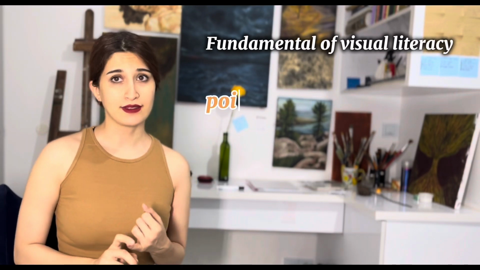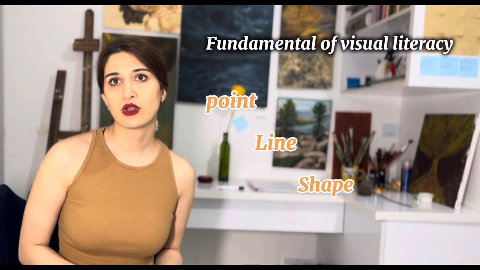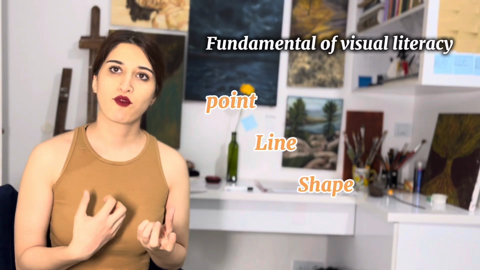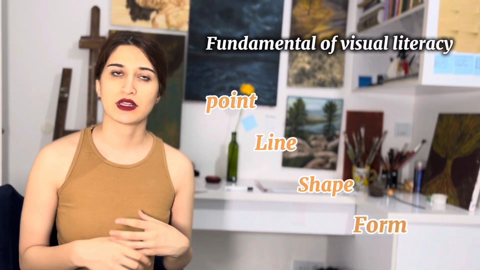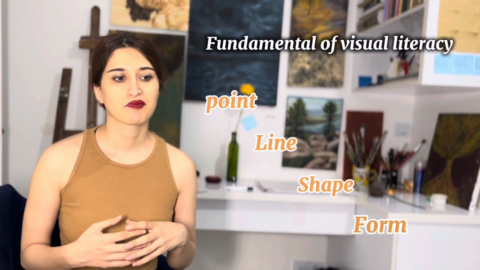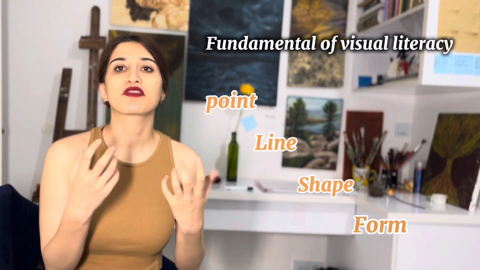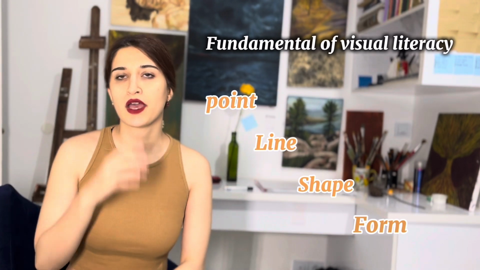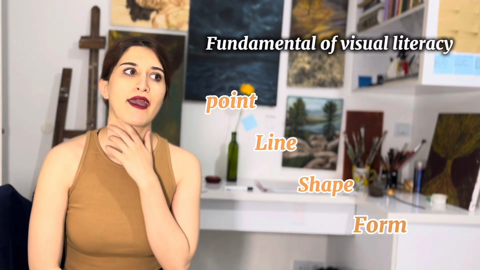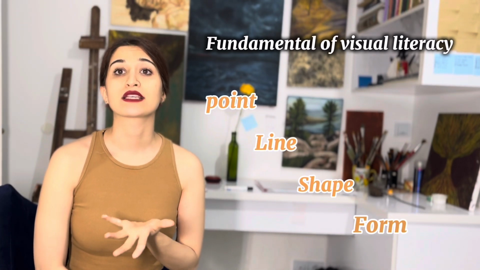We have point, line, shape, which is two-dimensional, like square, circle, triangle. Then we have form, which is three-dimensional, like pyramids, cube. Basically, all the things we see in our world, like the table, like me, are all three-dimensional. We call it form. And the last one, and the most important one, our topic today, is color.